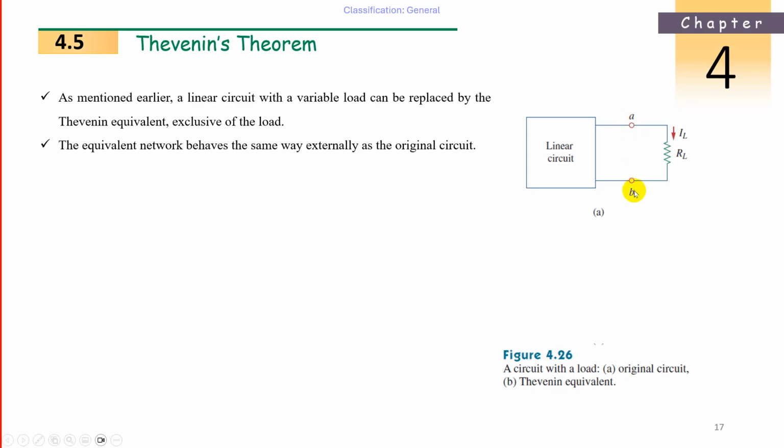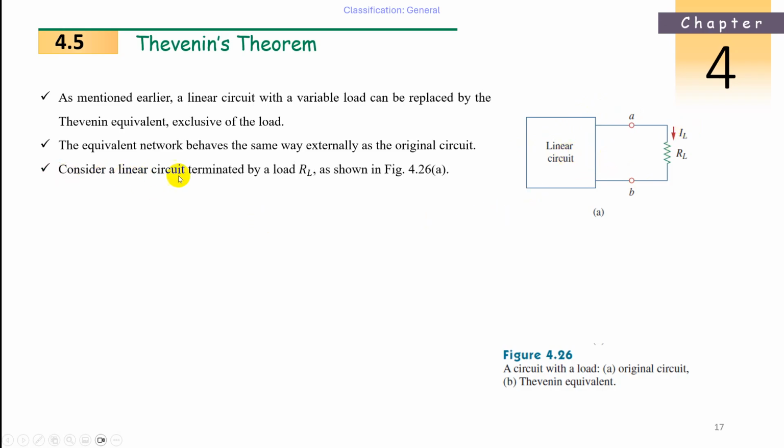Then with A and B open circuited, look back into this linear circuit and find R Thevenin, that is the equivalent resistance of the complete circuit, whatever the big circuit, by removing the voltage source, meaning short circuiting, and removing the current source, that is open circuiting the current source. Dependent sources should not be touched. They stay as they are because they depend on other elements. Then short circuit A and B and find the current, so that we can find the Thevenin voltage.